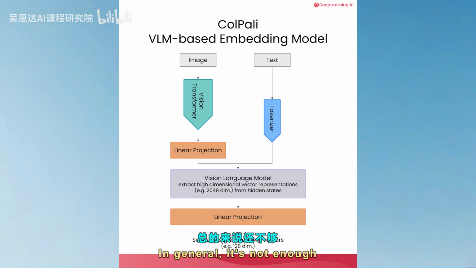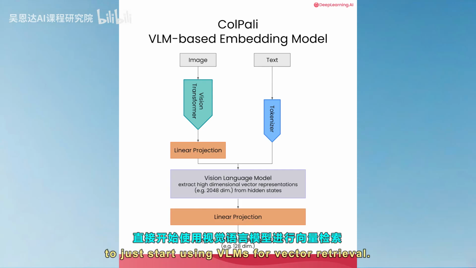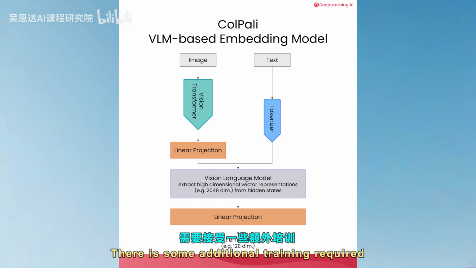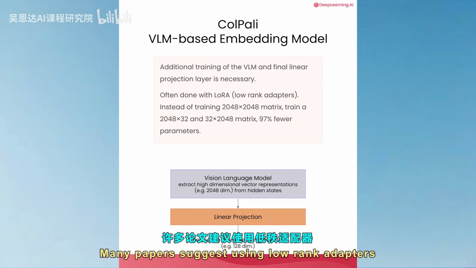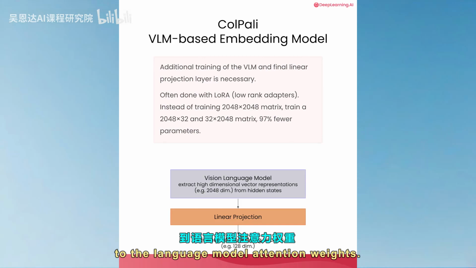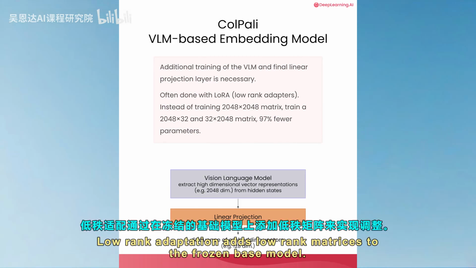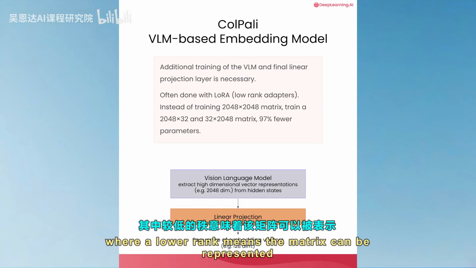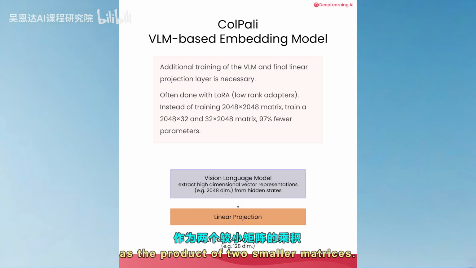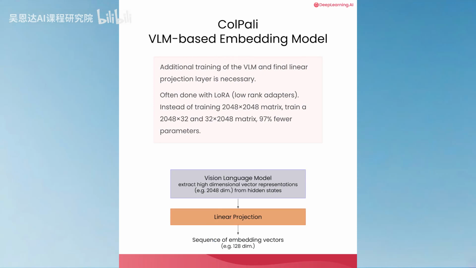In general, it's not enough to just start using VLMs for vector retrieval. There is some additional training required for both the final projection layer and language model parameters. Many papers suggest using low-rank adapters to the language model attention weights. Low-rank adaptation adds low-rank matrices to the frozen base model. The term low-rank refers to the dimensional complexity, where a lower rank means the matrix can be represented as the product of two smaller matrices.